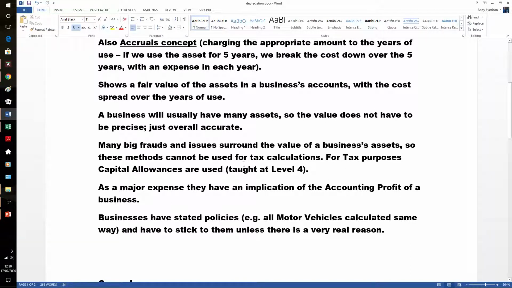So we're not allowed to use the system for tax calculations. So if you come across it for tax purposes, we use capital allowances and they're taught at level 4 in the business tax unit. They are, however, of course, a major expense, and therefore anything we do affects the accounting profit of the business. The business should have a stated policy. In other words, this is how we calculate depreciation on all our motor vehicles, and we stick to them unless there's a very real reason.